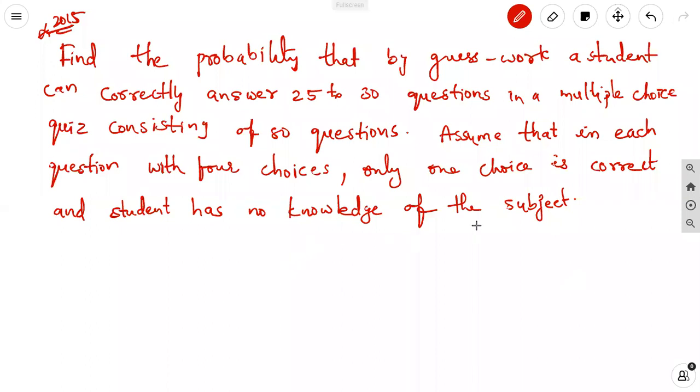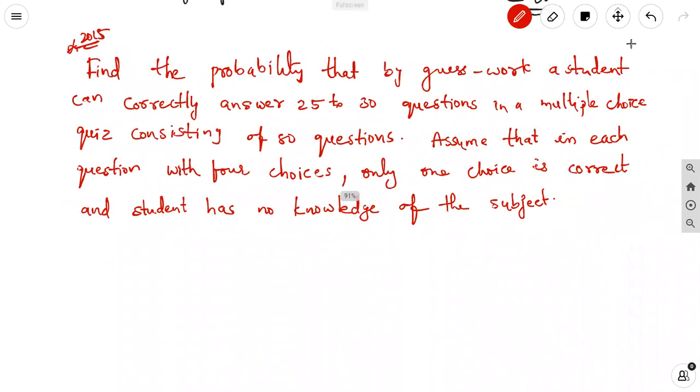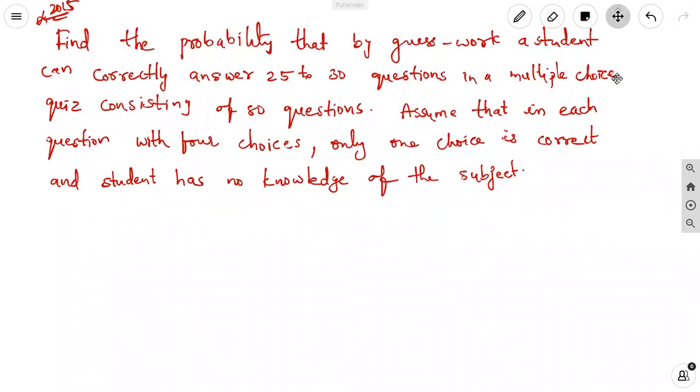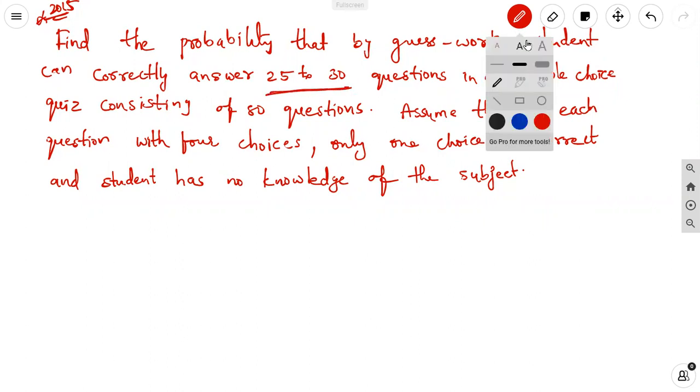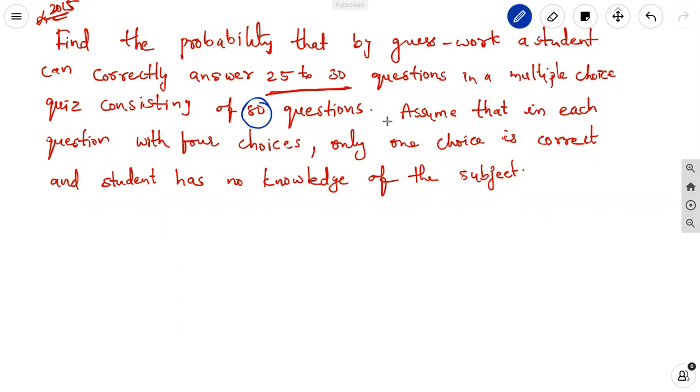Next problem, it is important. Find the probability that by guesswork a student can correctly answer 25 to 30 questions in a multiple choice quiz consisting of 80 questions. Assume that in each question with 4 choices, only one choice is correct and the student has no knowledge of the subject. First, here we have to take what they have given, the number of questions.